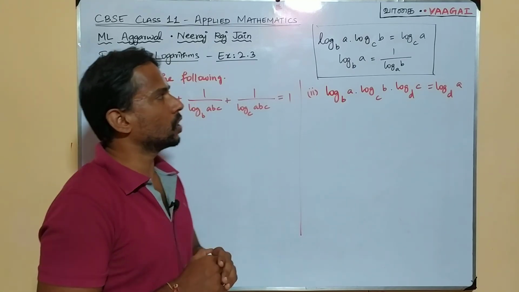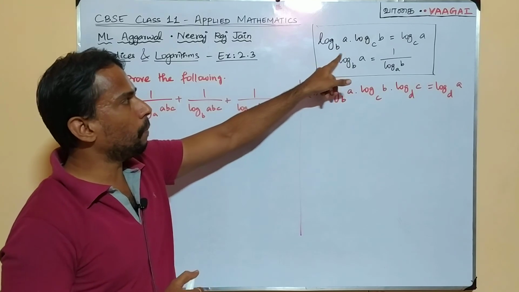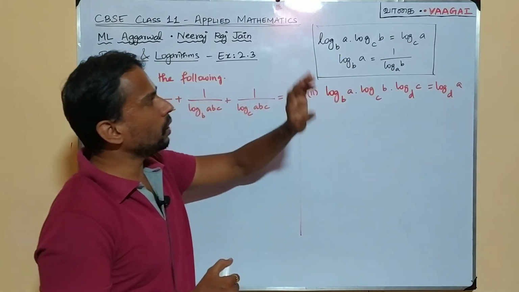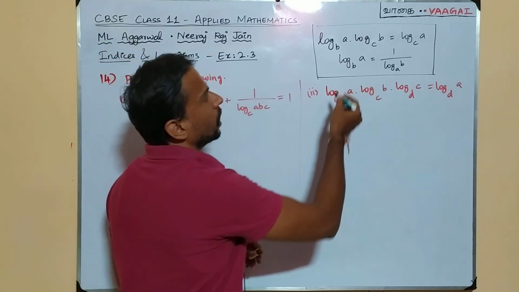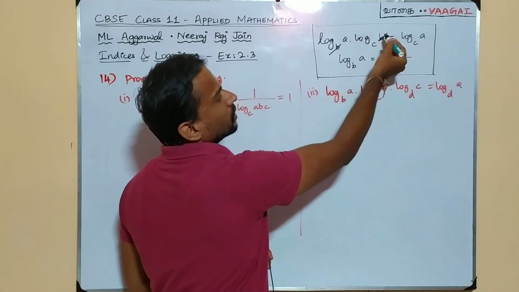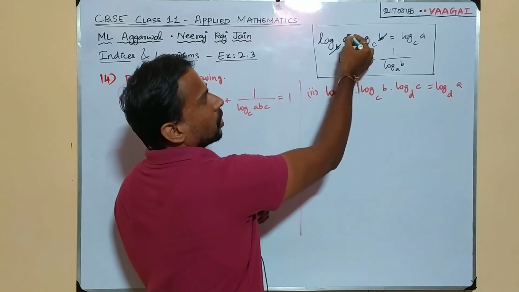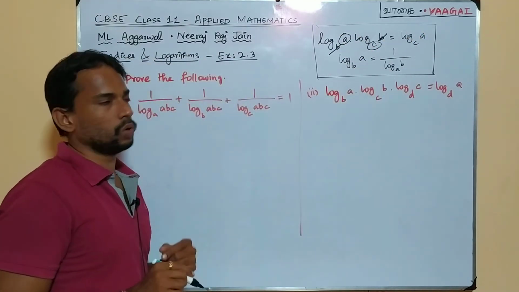Okay, all right, yes. So let's revise that. What are the rules? Log a to the base b multiplied with log b to the base c will be equal to log a to the base c. This is what we have seen there, right? When you have this base and this log value, they both will be cancelled, and this log a to the base c will appear as the answer. That is the first rule we have seen.